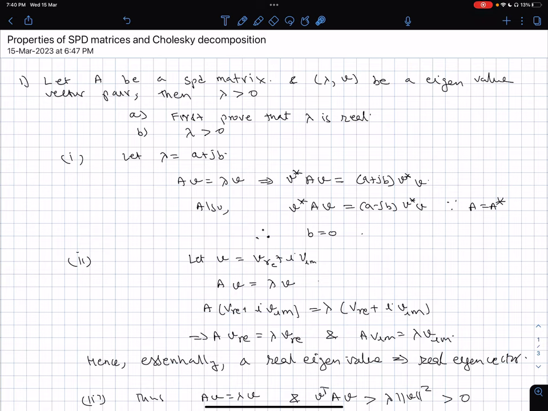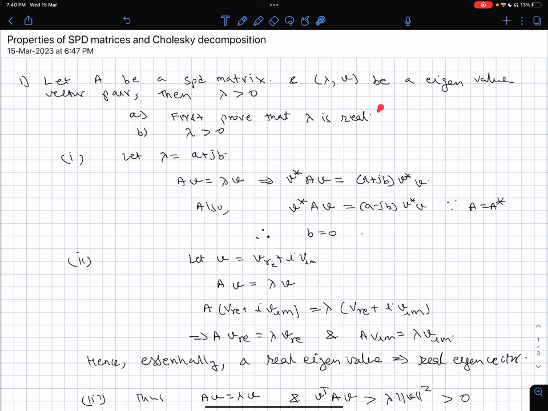So to that end, I start with the first characterization: if A is a symmetric positive definite matrix and lambda, V is some eigenvalue-eigenvector pair, then first of all this eigenvalue will be greater than 0. That means every eigenvalue of a positive definite matrix is greater than 0. That's what I am trying to say.